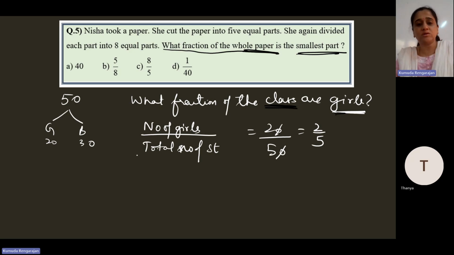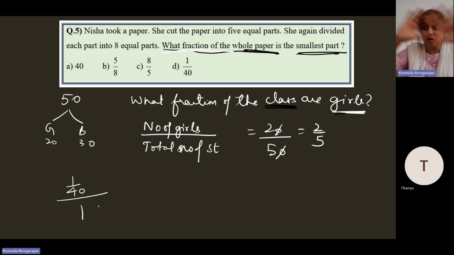So how do we find it here? Here also the question is what fraction? So how do you find the fraction? You should have something in the numerator and something in the denominator. So to answer the question here, 1 by 40 is the numerator. And what's the denominator? The total. What's the total? 1, that full paper. 1 is the total.